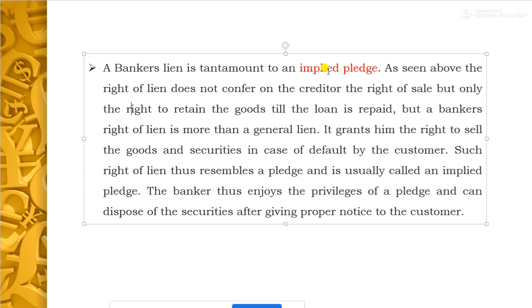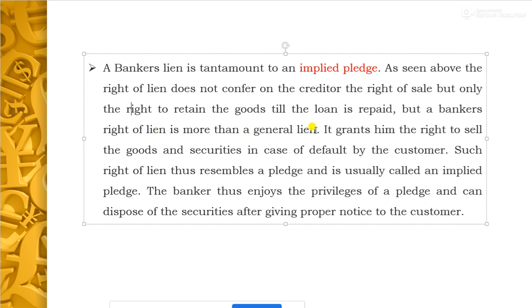Now, banker's right of lien is equivalent to or tantamount to an implied pledge. Now, as seen above, the right of lien does not confer on the creditor the right of sale but only the right to retain the goods till the loan is repaid. So, until the loan is repaid by the customer, in case of banker's right of lien, the banker will be having a right to retain the property. But a banker's right of lien is more than a general lien.